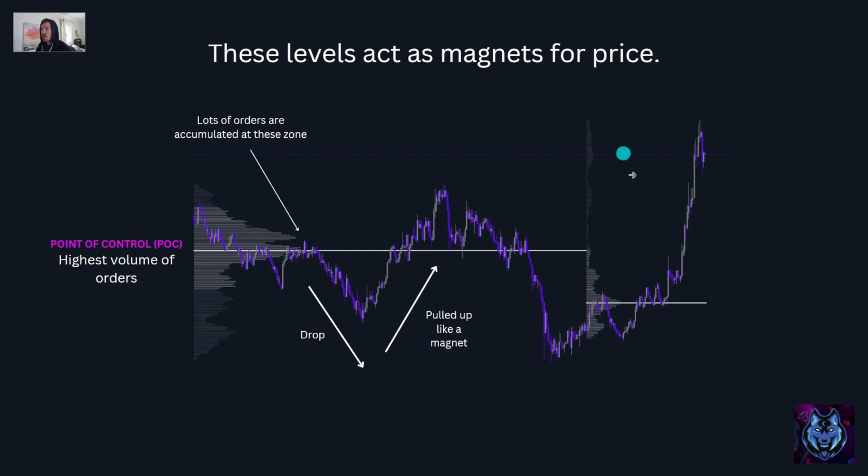We have our volume profile on the chart here. And the center of the volume profile is called the point of control. It is the highest volume of orders in that session. And this shows us where the biggest orders are being placed, aka the smart money, the banks, the institutions. Lots of orders are accumulated in these zones. And as you can see, price loves these zones. It's like a magnet. Price drops away, it pulls back up. Drops away, pulls back up.